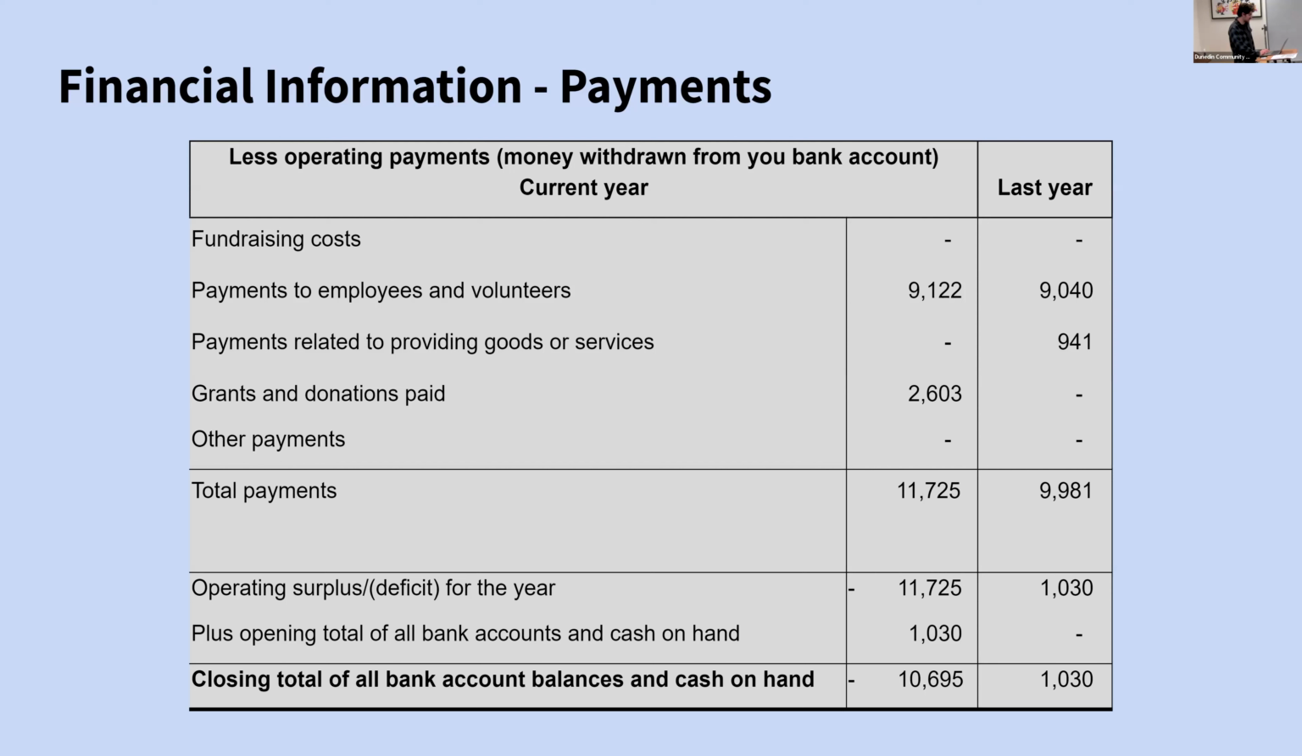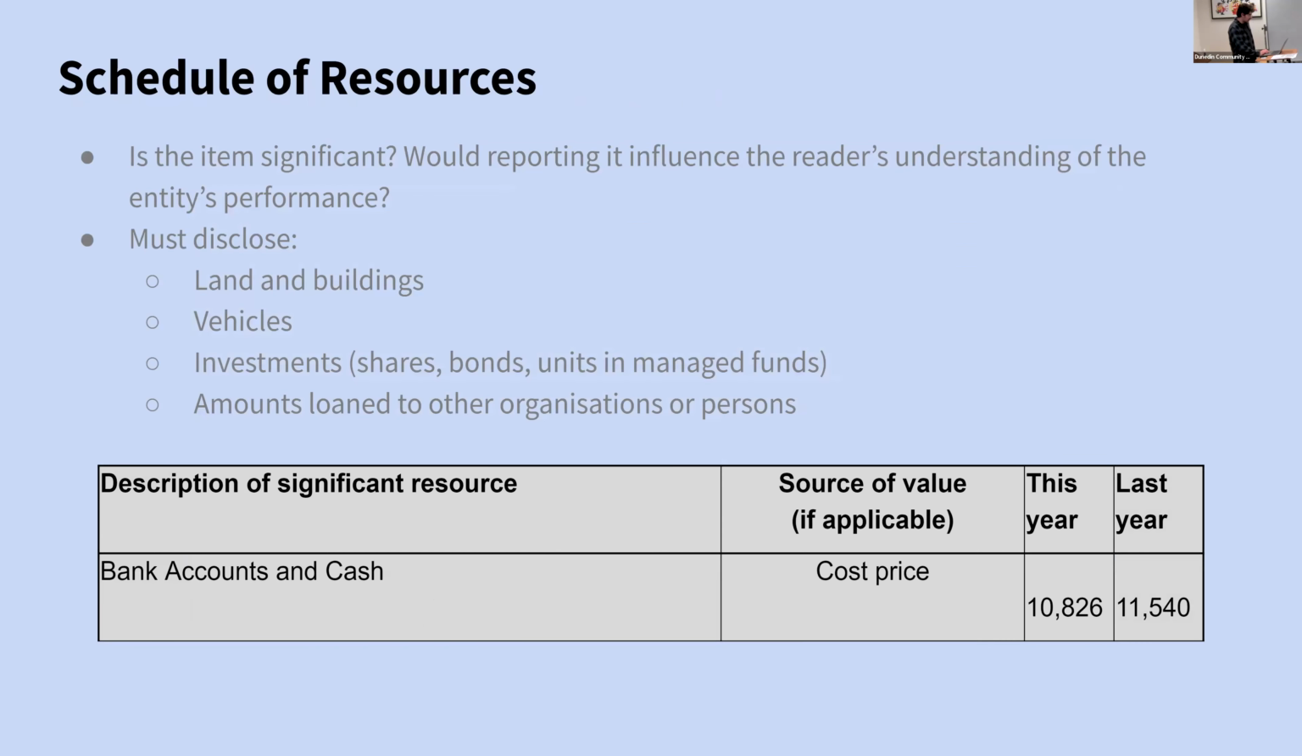So next we have the schedule of resources. So these are currently still in the standard, but for balance day ending 31st of March 2025, it won't be required by any tier 4 charities anymore. But for now, a lot of charities still want to put this in.